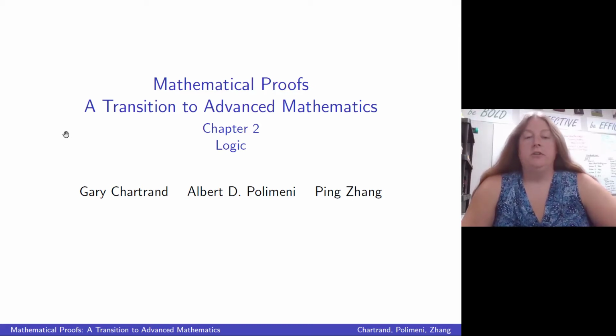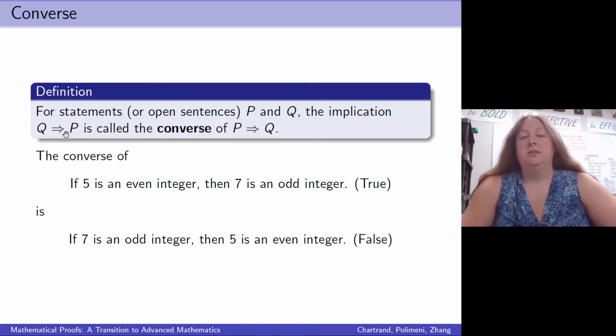Our next step in our journey through logic is to talk about the converse. So we've talked about implications. So we talked about P implies Q. Well, when we do that in the opposite direction, so we look at Q implies P, that statement is called the converse of our original implication P implies Q.